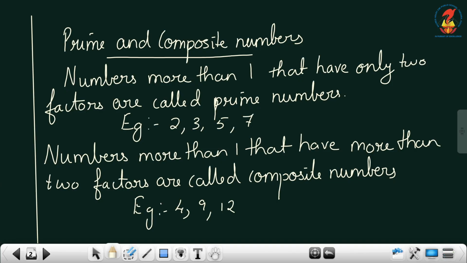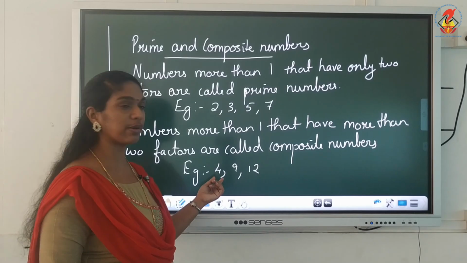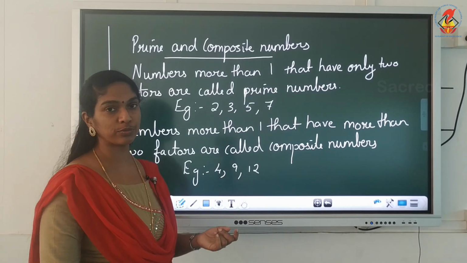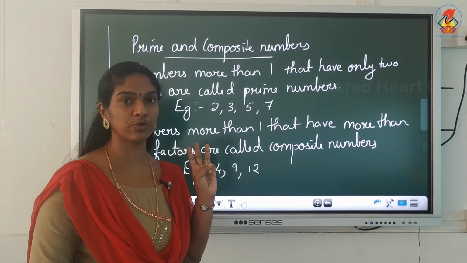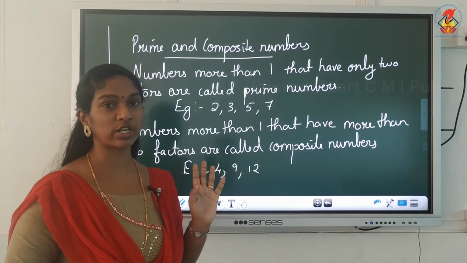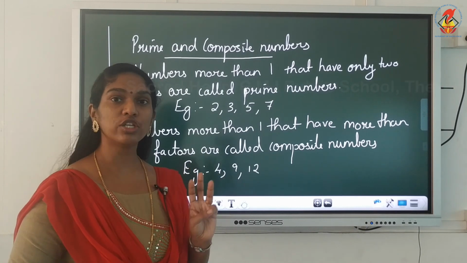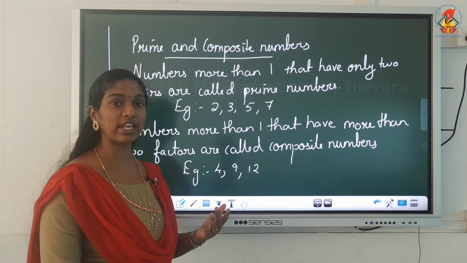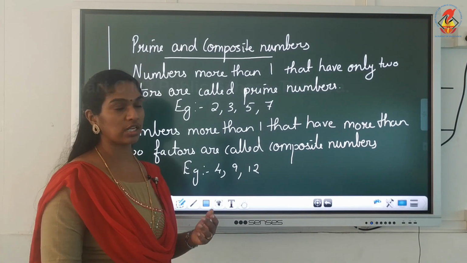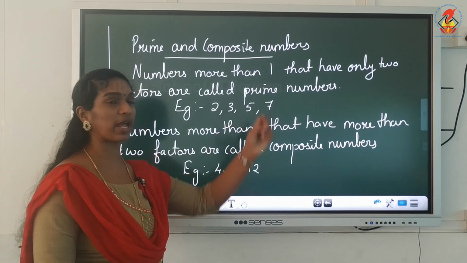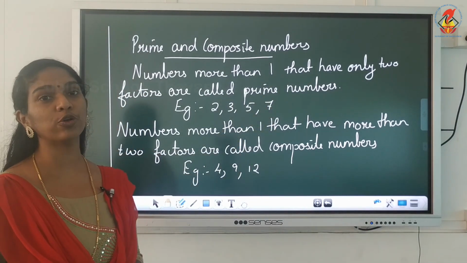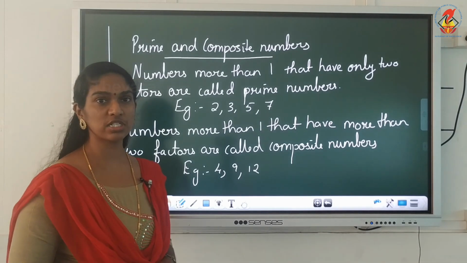Now composite numbers are numbers more than 1 that have more than 2 factors. Those numbers are called composite numbers. You take the example 4. What are the factors of 4? We know 1 into 4 is 4. 2 into 2 is also 4. So what are the factors of 4? You have 1, 2 and 4. There are 3 factors. So those having only 2 factors are called prime numbers, and those having more than 2 factors are called composite numbers.